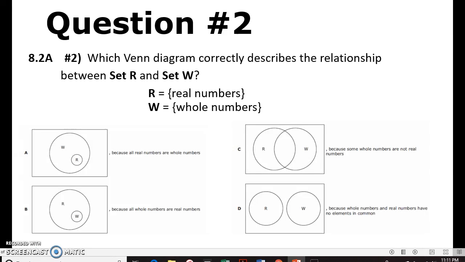Question 2. Which Venn diagram correctly describes the relationship between set R and set W? R equals real numbers, W equals whole numbers. A, because all real numbers are whole numbers. B, because all whole numbers are real numbers. C, because all whole numbers are not real numbers. Or D, because whole numbers and real numbers have no elements in common.